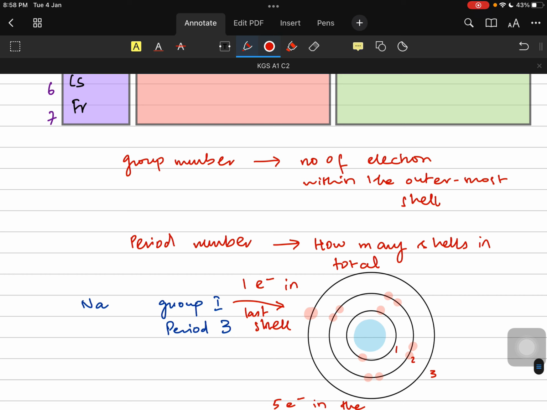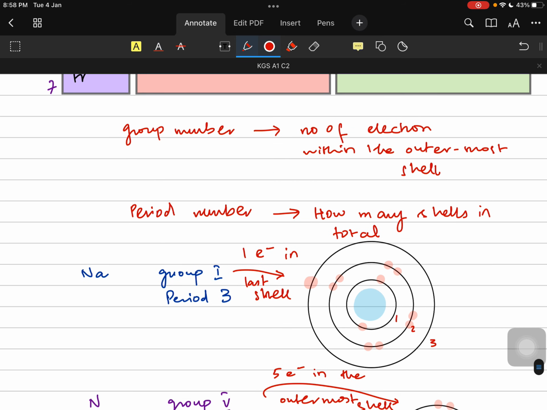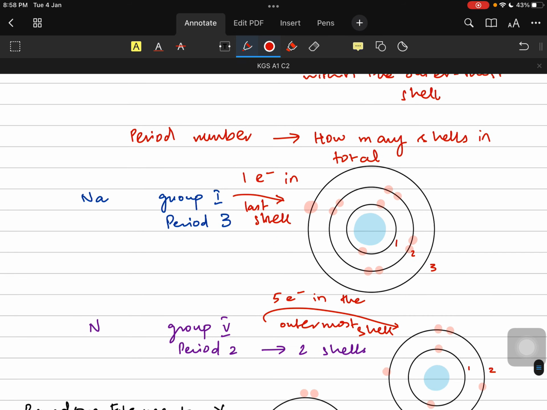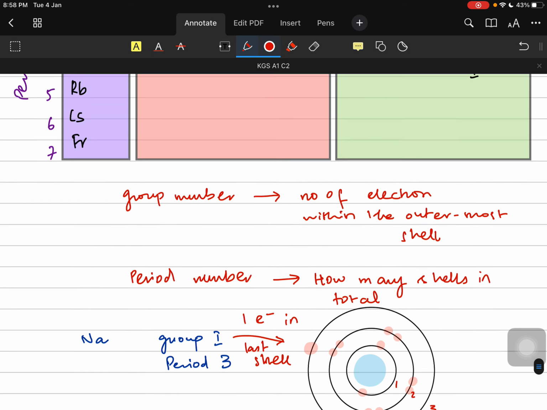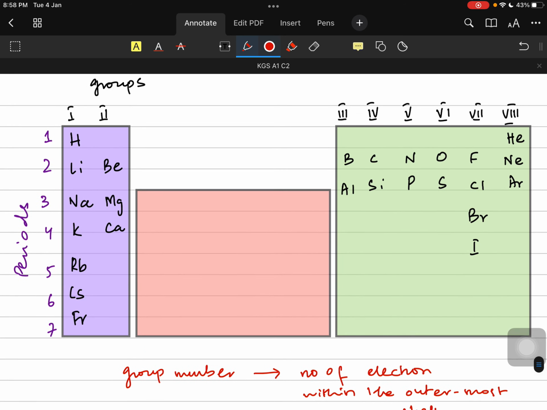For the remaining shells you can just fill in the electrons on your own. You know the electrons in the last shell from the group number, but for the remaining shells, if there are any, you can fill them in on your own. This is what we talked about in the last class, and we did some practice as well.